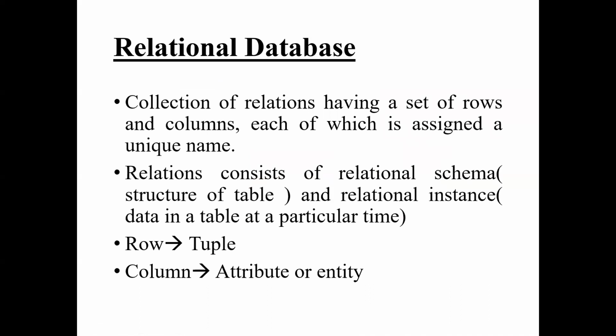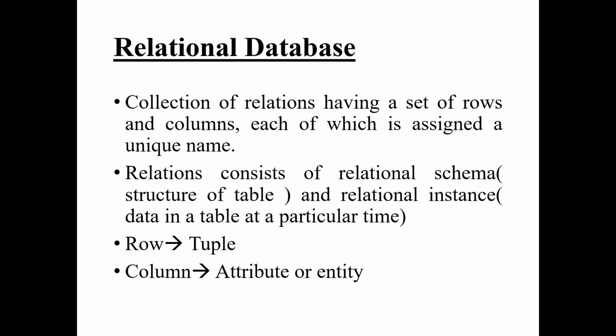Now, a relational database. A relational database is a collection of relations, each having a set of rows and columns, each of which is assigned a unique name. A relation means it will be in tabular form with rows and columns, and each will be uniquely identified. Suppose we made data of BBA 5th semester. If we are preparing that data, each student will be given a unique ID. So whenever we put that particular ID, we will get the data of that individual student.